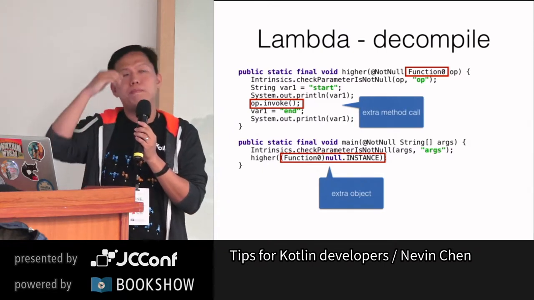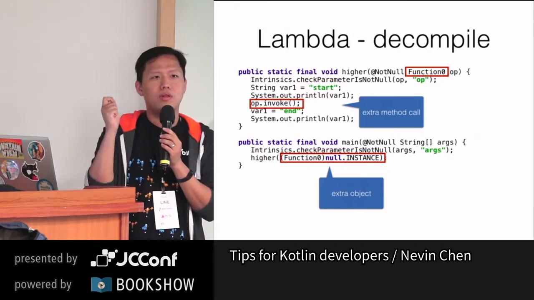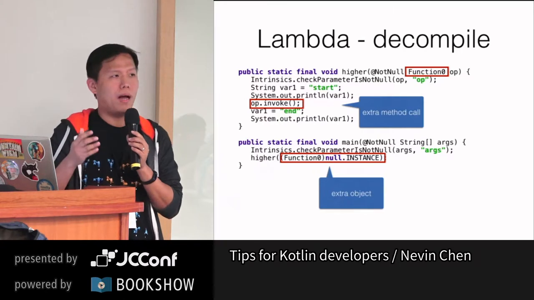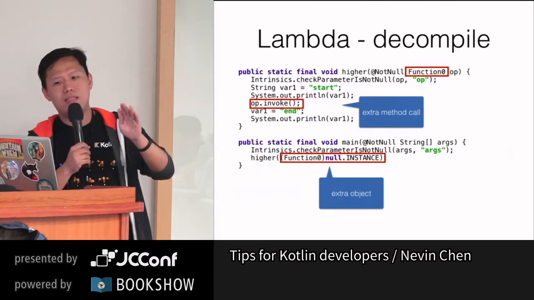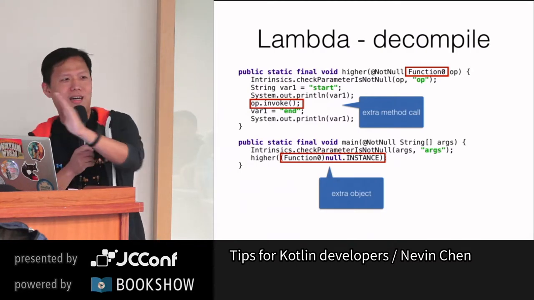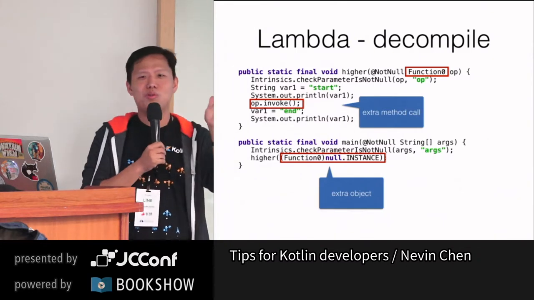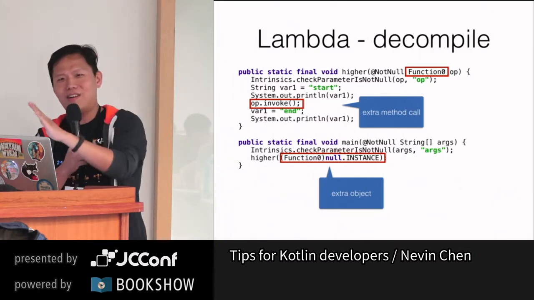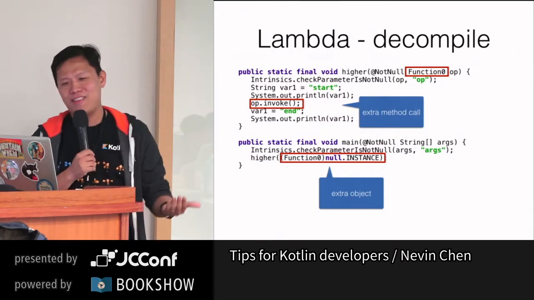So this is the cost of lambda. If you use Retrolambda, if you use Java lambda, it's all the same. You have the extra object and methods. If you want to know the cost, you can Google Jake Wharton lambda cost. Then you'll find there's a comparison of using Java lambda, Retrolambda, or Kotlin lambda, and how many method counts you get.